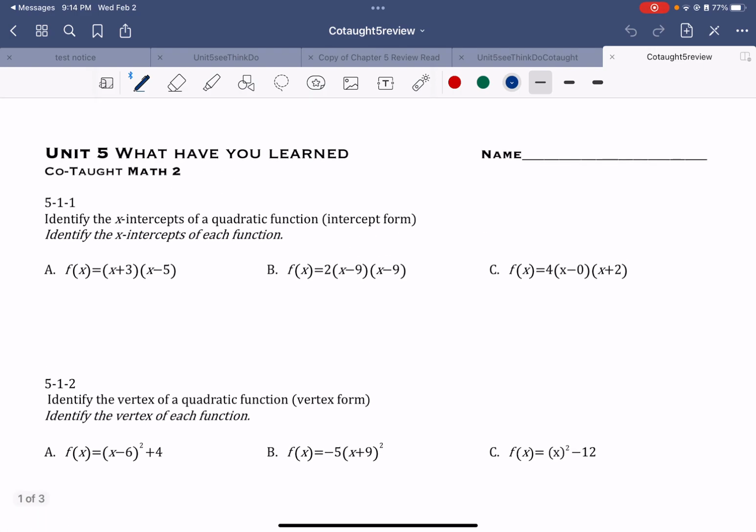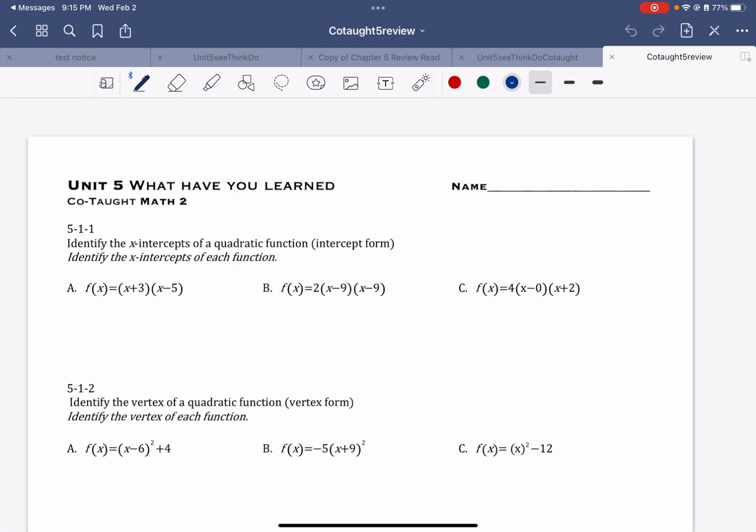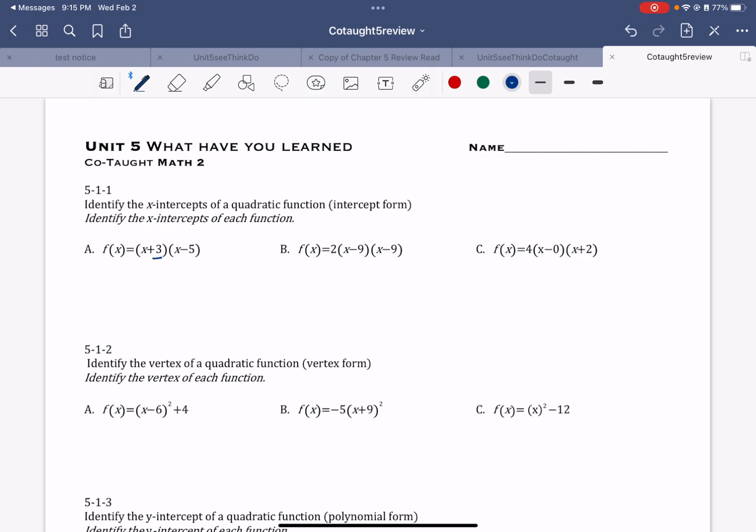All right, so the first set of problems is from 5.1, and it's identify the x-intercepts. So the first problem here, remember we're going to look at these numbers here, and we just have to remember to take the opposite. So it will be -3, 0, and 5, 0. So we have 2 values there.